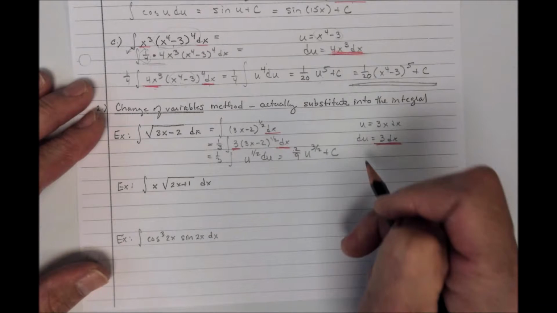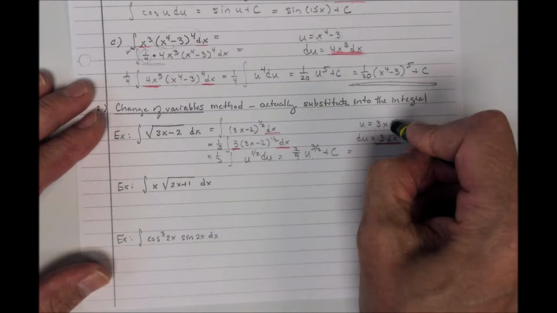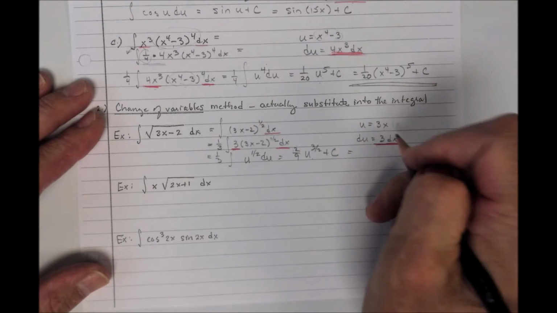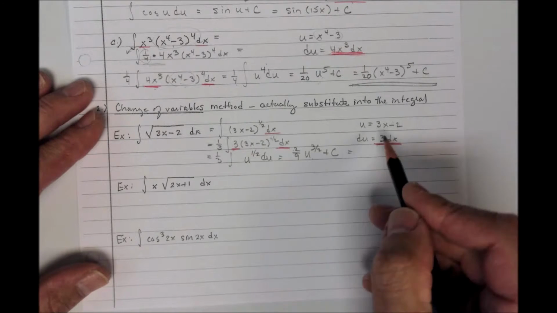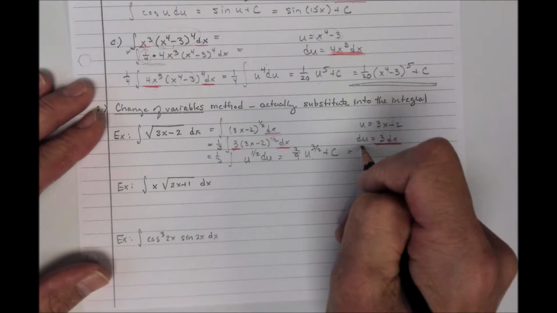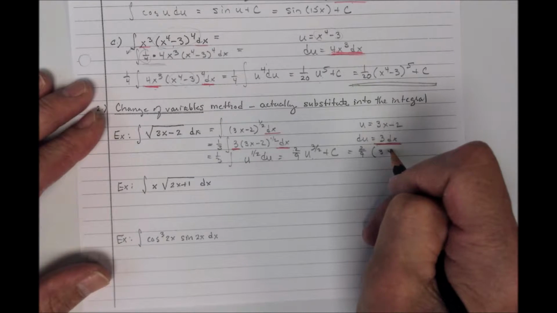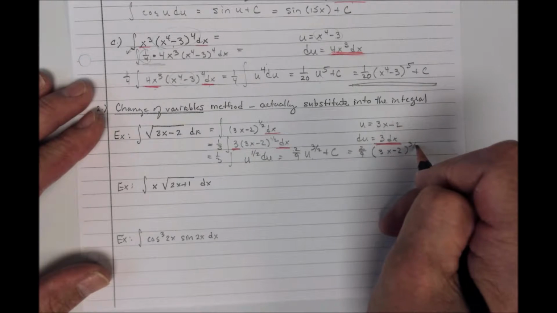Let's plug back in for u. It's 3. I wrote 3x dx. Good Lord, where's my mind? 3x minus 2. That's what gave me the derivative of 3. Sometimes I don't think I can walk and chew gum at the same time anymore. 3x minus 2 to the 3/2 power plus my constant.